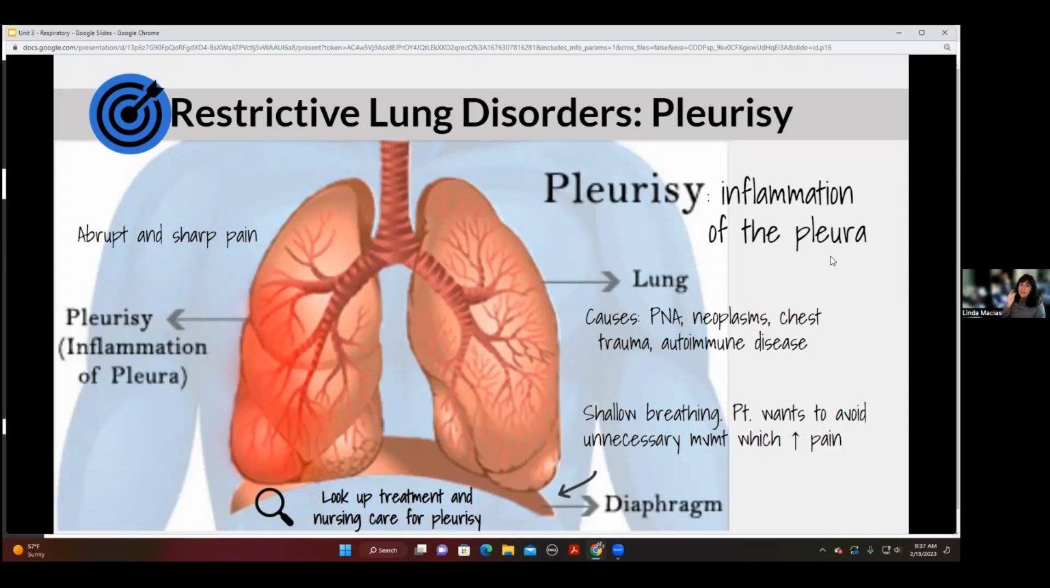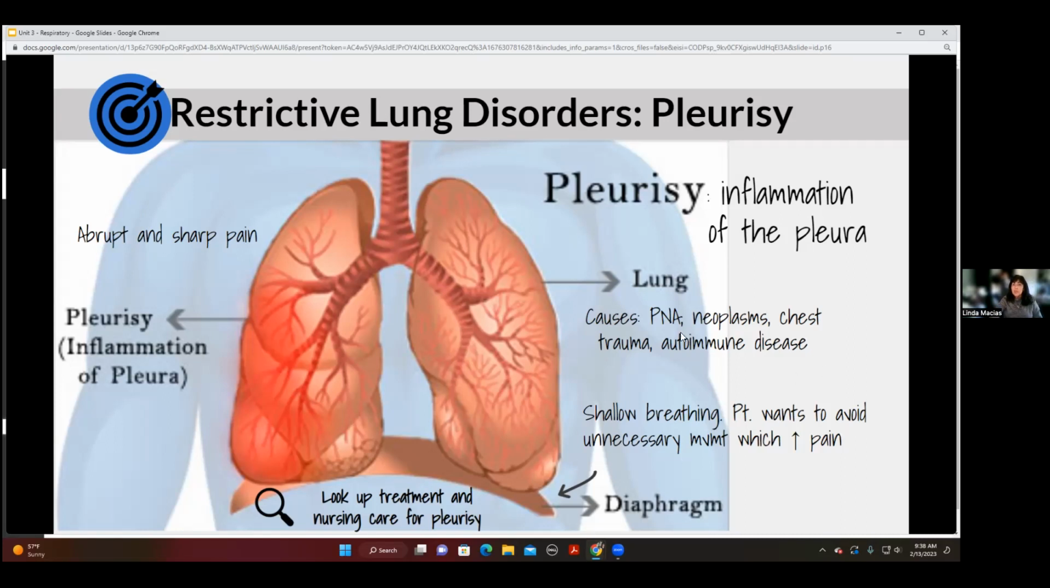The problem with the pain in this area is pain medicine. What does it do? It decreases your respirations. So you have to find a fine line of how to keep the patient with the pleurisy not out of pain, but you want to manage the pain. It's abrupt, it's a sharp pain. Pleuritic pain is sometimes, they feel like they're having a heart attack. Shallow breathing, they want to avoid any necessary movement, but in order to exercise the lung, you need to breathe. So there's the fine line.